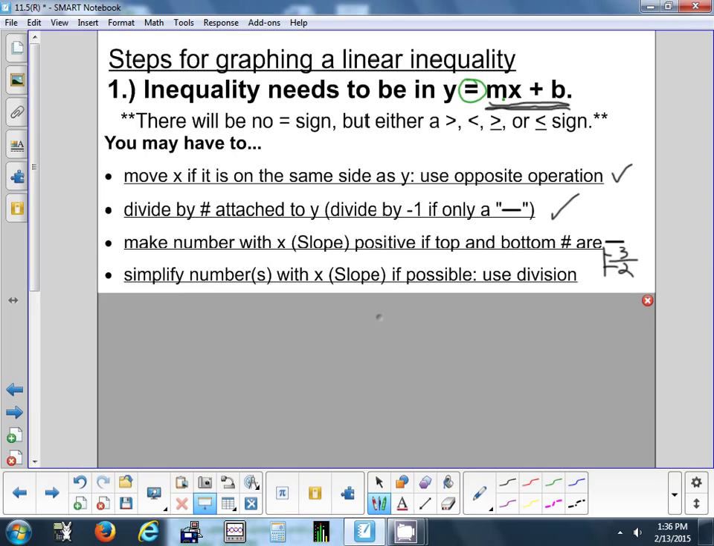Okay, and the last thing with your slope is you always reduce it if you can. So if you had a slope that was, I don't know, 10 divided by 5, 10 in the top, 5 in the bottom, what could you reduce 10 divided by 5 to? 2 over 1, good. So if you've got 10 divided by 5, you make it 2.